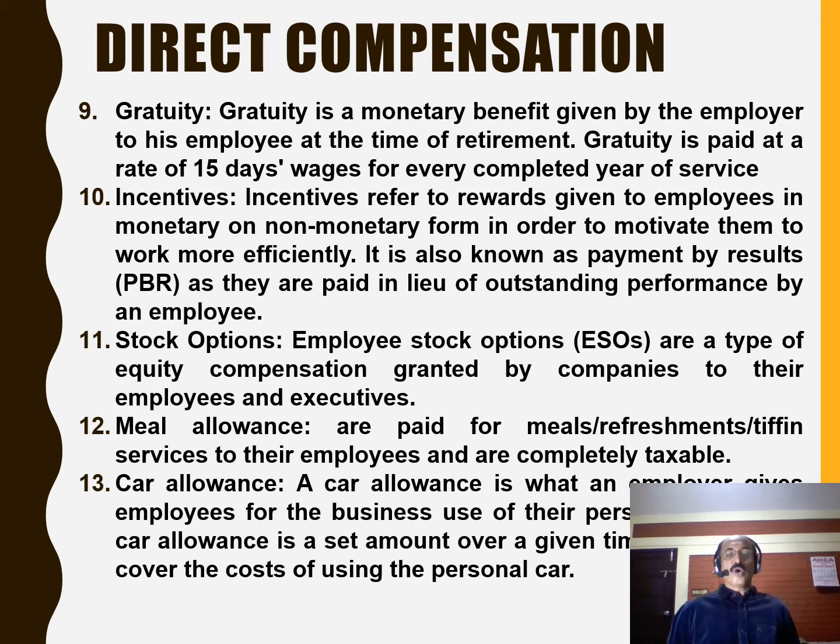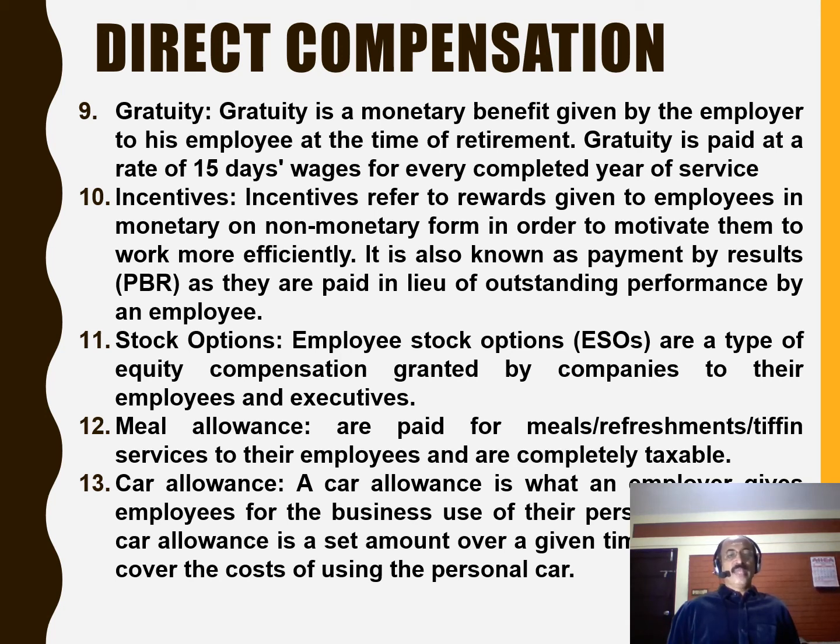The 11th one is stock options. Stock options are basically employee shares or stocks which are given to the employee. Now, when there is a public issue happening, sometimes the company will sell shares to its own employees at a lesser price. Similarly, senior executives are given employee stock options. Giving equity to the employees is called employee stock options, ESOs, sometimes ESOP.